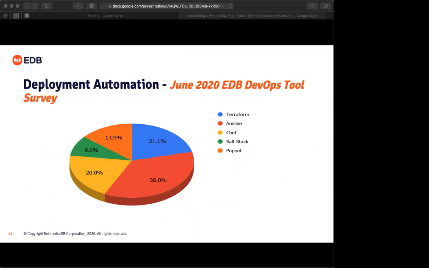We also did one survey in June 2020. In the survey, we asked our customers what kind of DevOps tools or automation tools they are using for deploying Postgres at scale. And this is the result, which is pretty much aligned with the survey we did before our talk. You can see Terraform and Ansible are the most popular ones, and most of the people are really using them in their production environment.